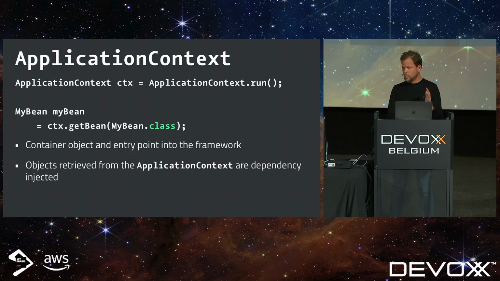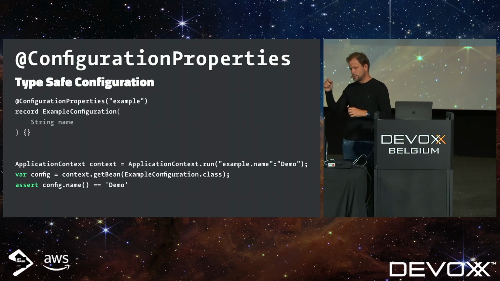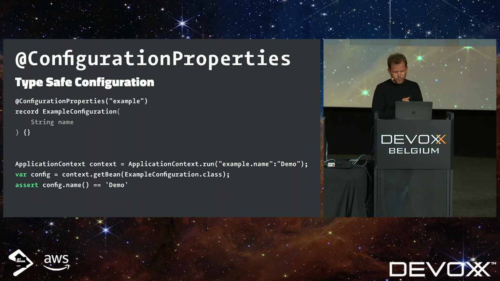You have an application context, which is your container object. You can do type safe configuration. And I demonstrated records, but it also works with Java bean properties. It also works with interfaces. So if I define an interface, like in this case, example configuration with get name, it'll work with that as well. And it also has ways to import configuration objects from other systems, because not all configuration you define. Sometimes configuration is defined from somewhere else, etc.